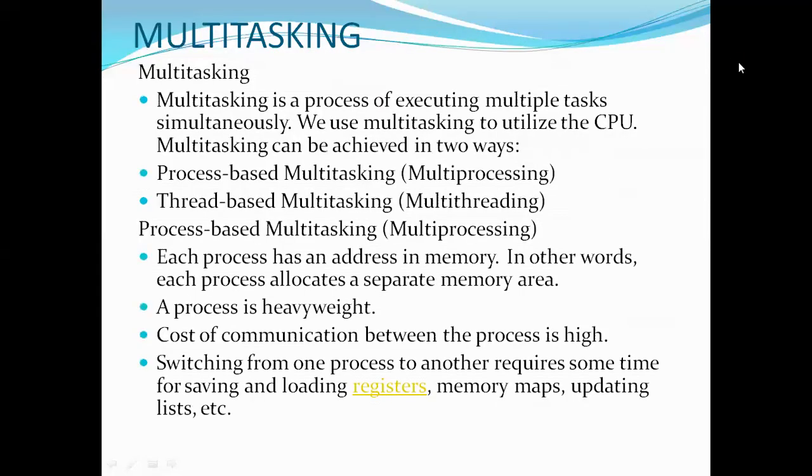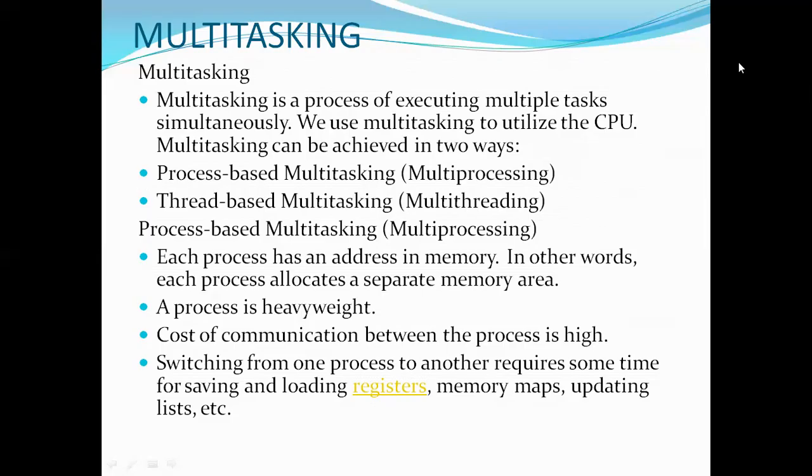Now, what is multitasking? Multitasking, as I said, is a process of executing multiple tasks simultaneously or at the same time. We use multitasking to utilize the CPU. Multitasking can be achieved in two ways: using multiprocessing, that is process-based multitasking, and multi-threading, that is thread-based multitasking.